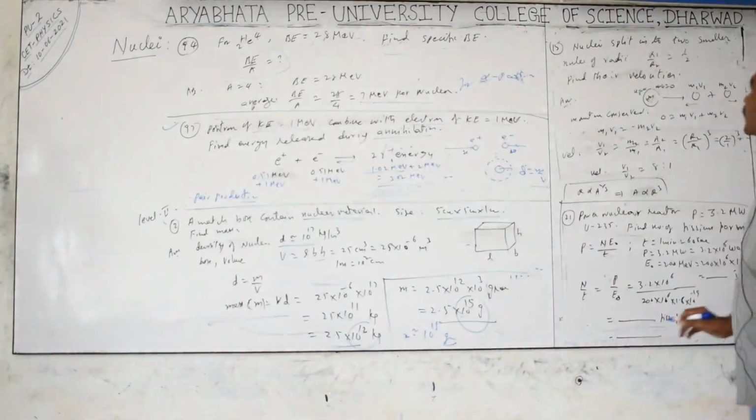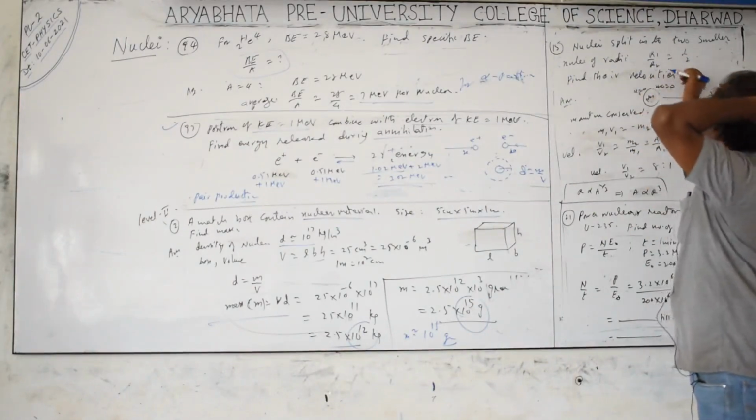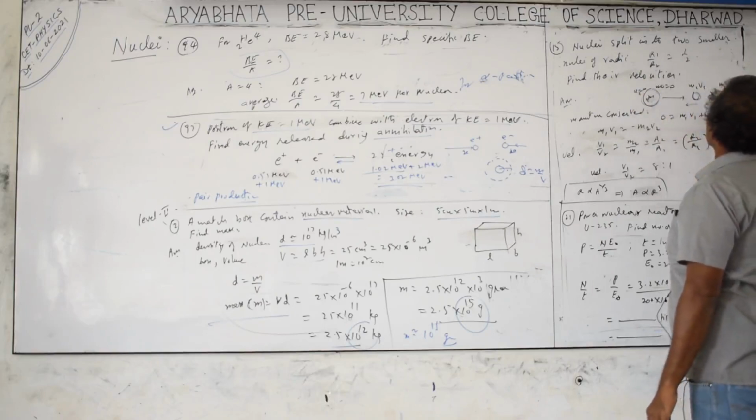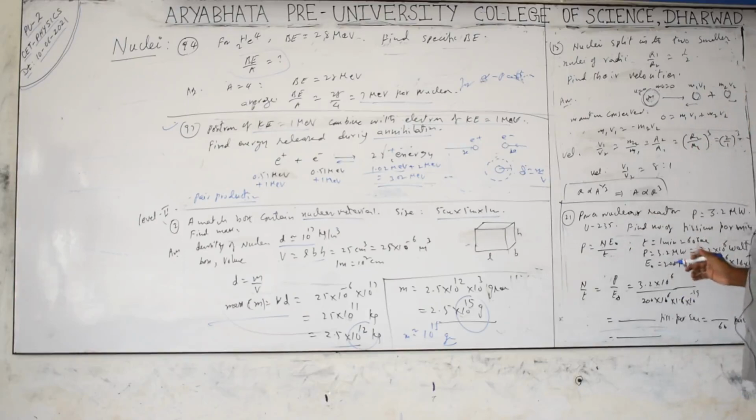Next question: a nucleus splitting into two smaller nuclei of radius R1 and R2. One heavy nucleus is splitting into smaller particles. The splitting takes place internally. It is just a spontaneously occurring reaction, and the particles which are produced may be running away from each other.